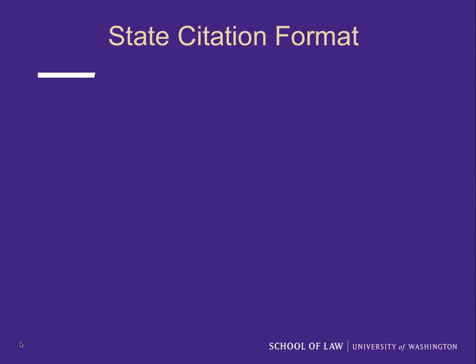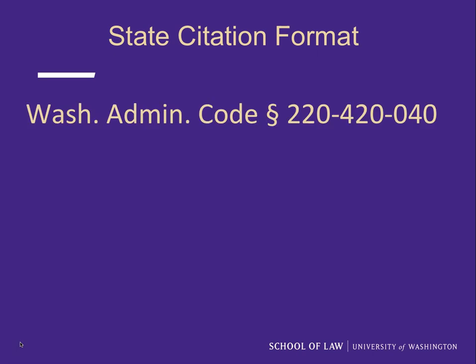Citations to state regulations tend to look slightly different and generally don't follow the same title number, code abbreviation, section or part, and year format. Rather, the format varies based on the individual state's administrative code structure. So in Washington, for example, the regulations are organized in the Washington Administrative Code, which under Blue Book rules is abbreviated as Wash. Admin. Code.